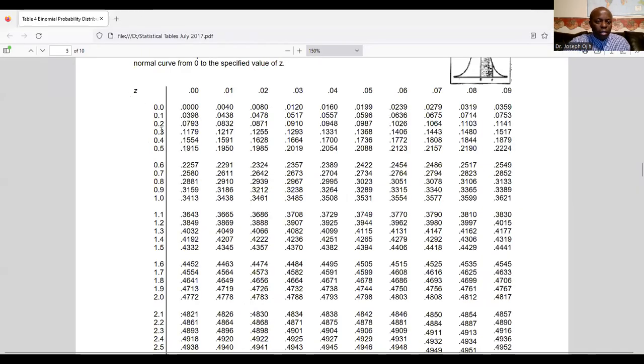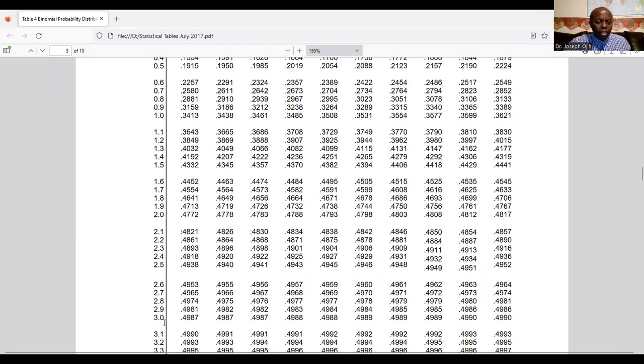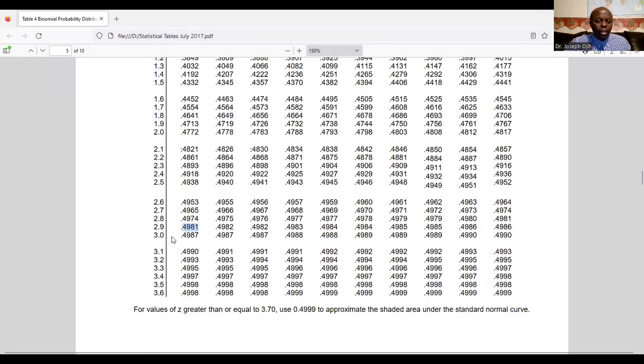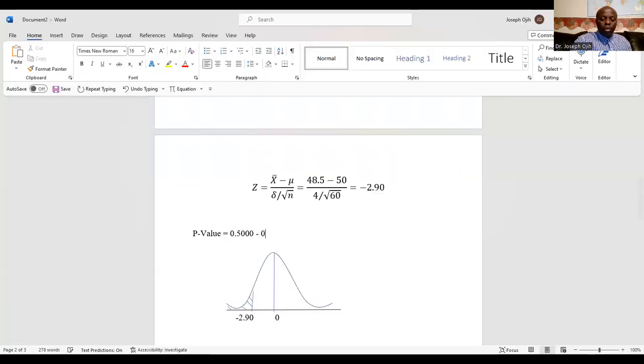2.9, see Z. 2.9 is right here, and it's right. See the result for 2.90, which is under 0, is 0.4981. So let's go and put it: 0.4981. So 0.4981, let's go and check it on the calculator.